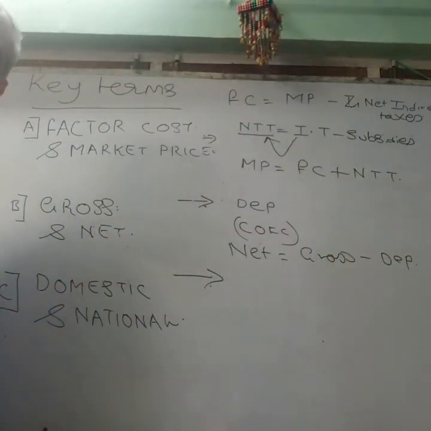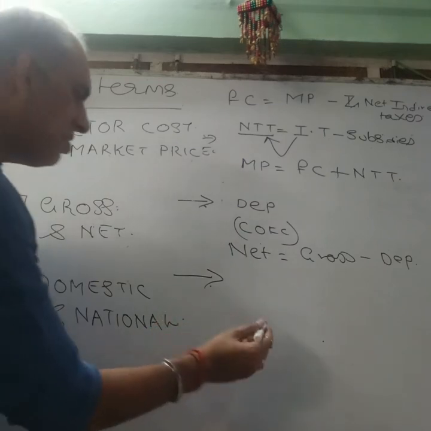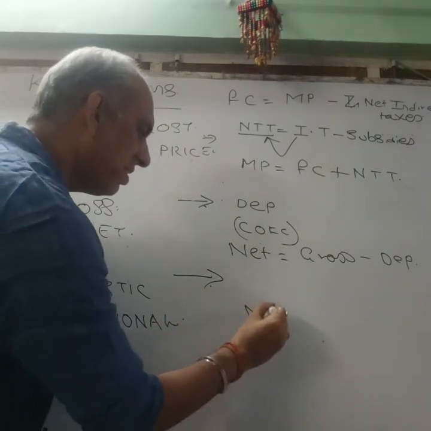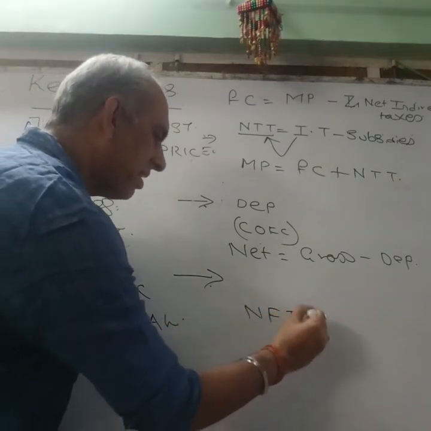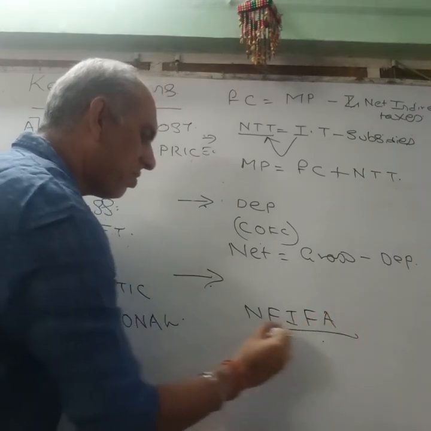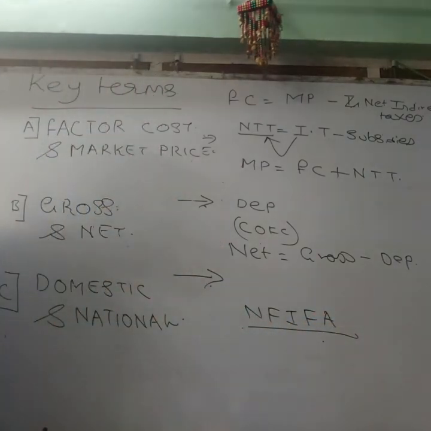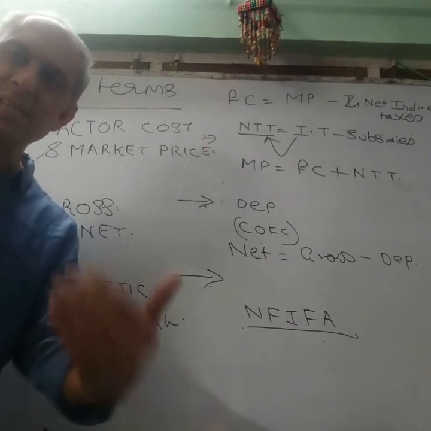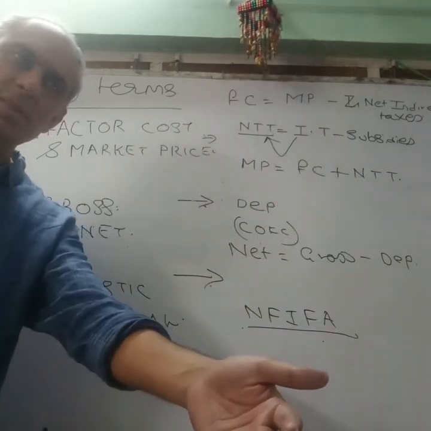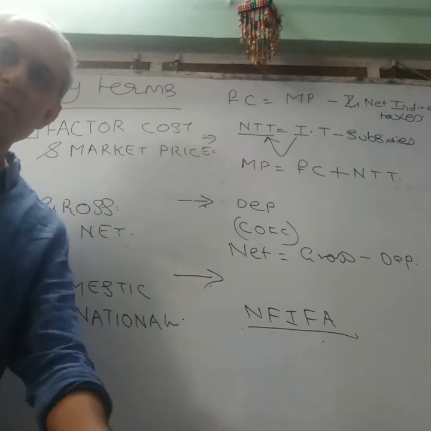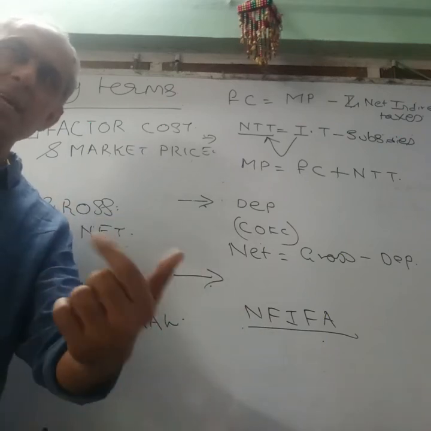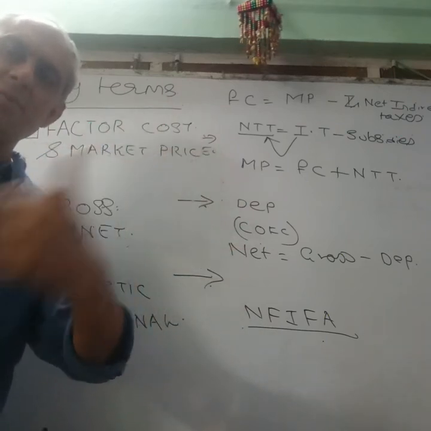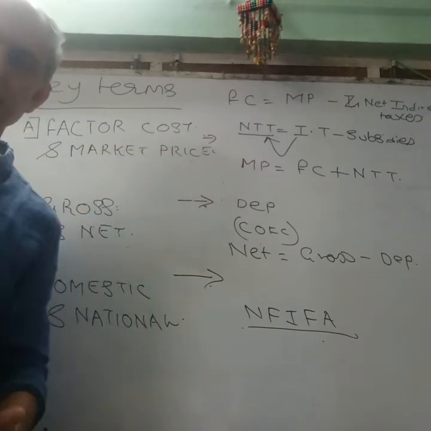Come to the last one, domestic and national. Now the difference between these two is referred to as net factor income from abroad. Right? Net factor income from abroad. What our residents earn from the rest of the world is factor income from abroad, and what their residents earn from India is factor income to abroad.